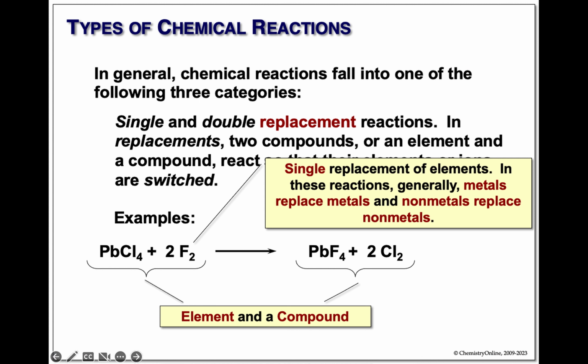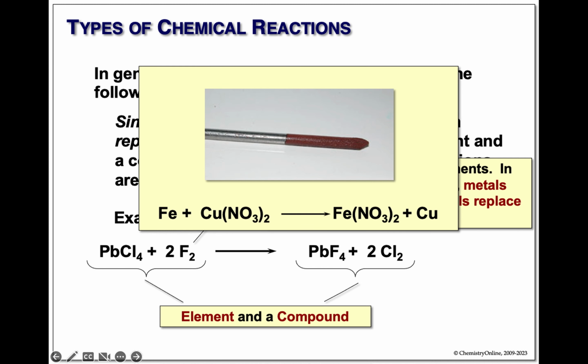The signature of a single replacement reaction: element and a compound give an element and a compound. We did this in lab as well. Remember, we took a nice nail. The element, our compound here was copper(II) nitrate. We deposited the copper on the nail and we're left with iron nitrate in solution.